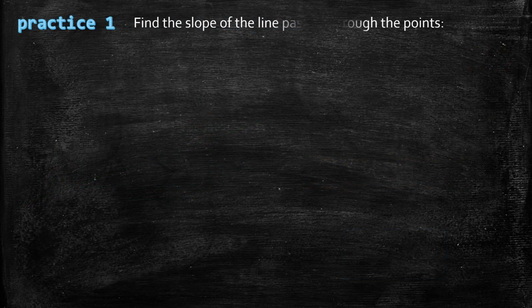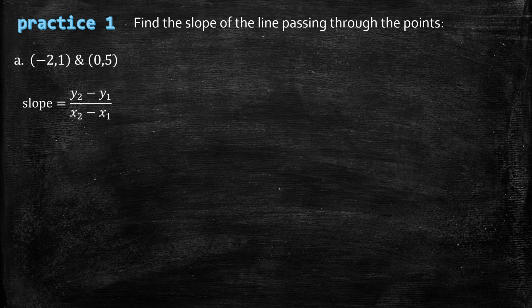So for our first practice problem, we're just going to practice finding the slope of the line passing through some pairs of points using the slope formula. In terms of using the slope formula, it's helpful to identify the coordinates, distinguish between x1, y1 and x2, y2, and then it's a simple case of plugging in.